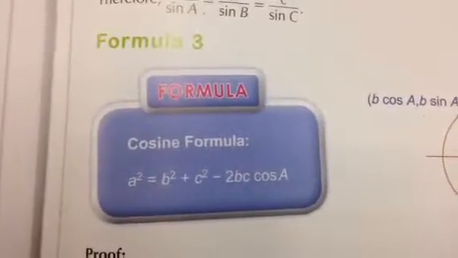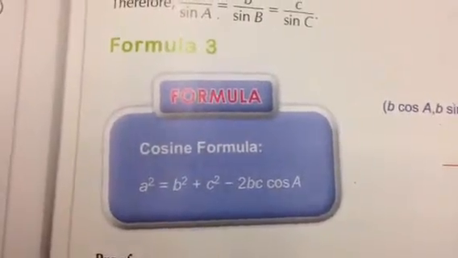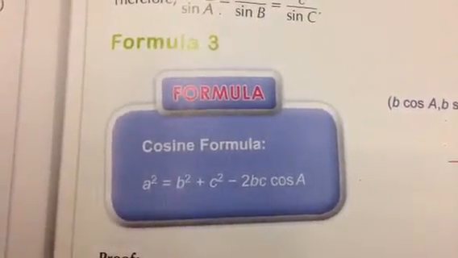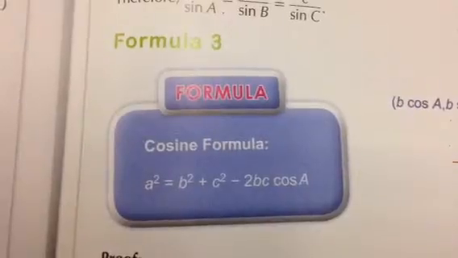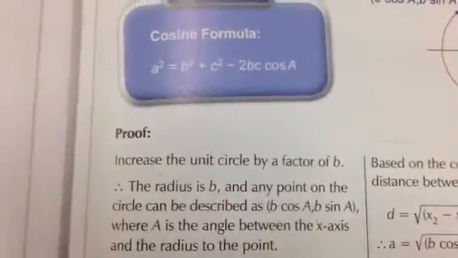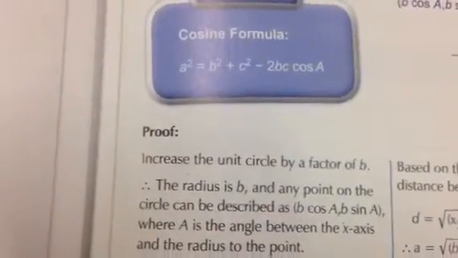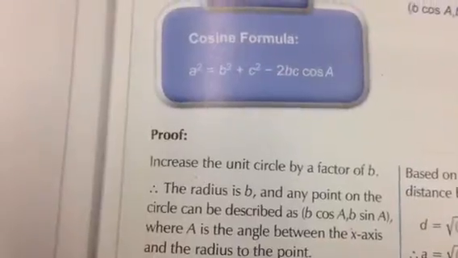Prove this, it's actually quite a nice short proof. You just have to get one concept first. You remember that this one is going to be based on the unit circle, but what we're actually going to do is increase the unit circle by a factor of b. So, we can multiply it by 2 or 10 or 1.5 or 0.5.